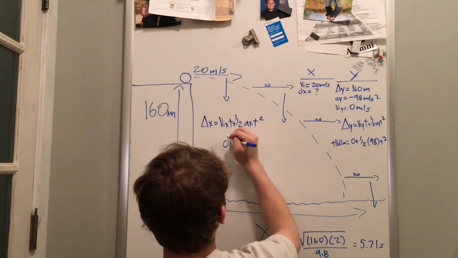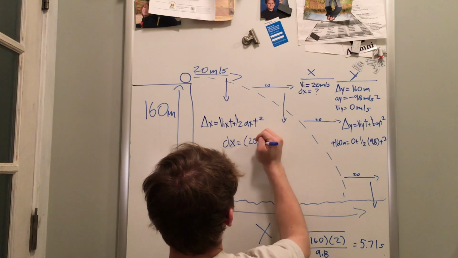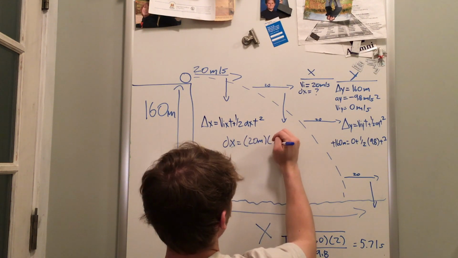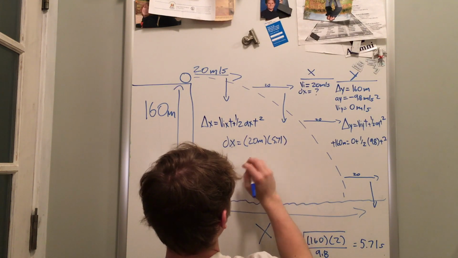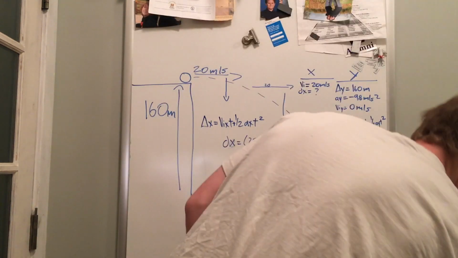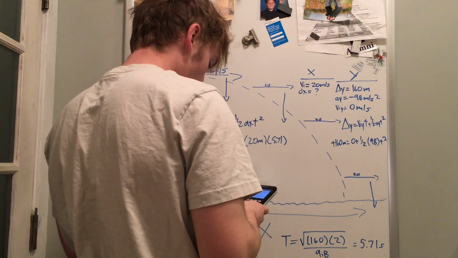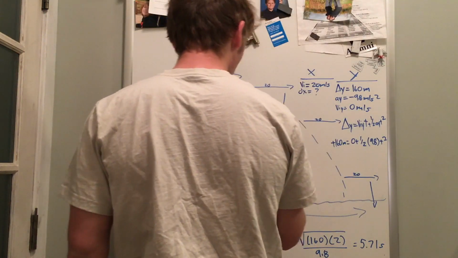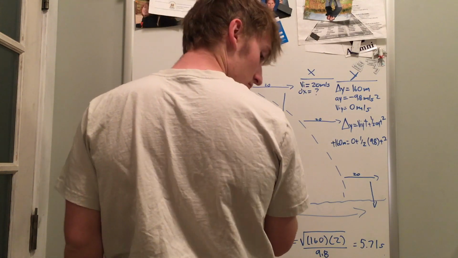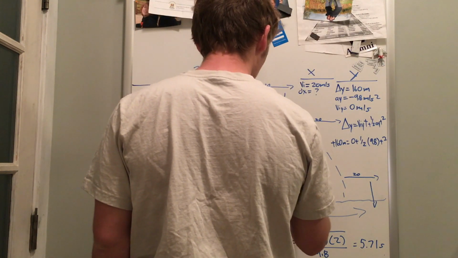Now that we have the equation written, we are going to plug in the numbers we have. So delta x equals 20 meters times 5.71. If we do it on the calculator, we will get delta x to equal 114.2 meters, which will be the distance it takes for the ball to hit the water.